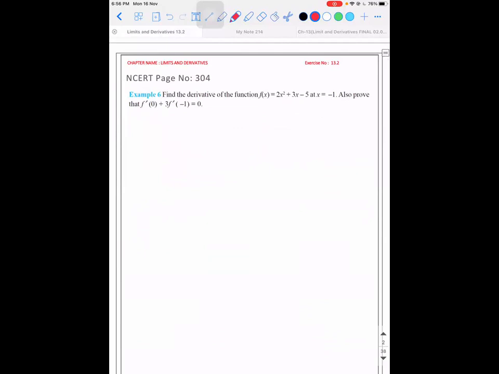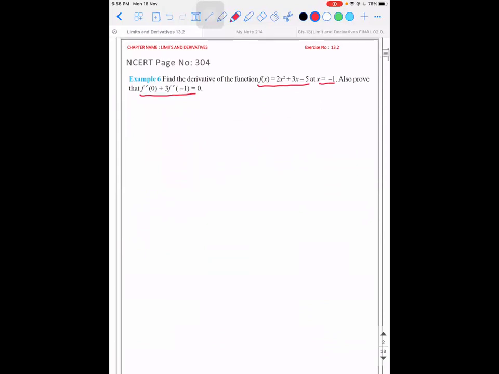Find the derivative of the function f of x equal to 2x square plus 3x minus 5 at x equal to minus 1. Also prove that f dash of 0 plus 3 times f dash of minus 1 is 0.